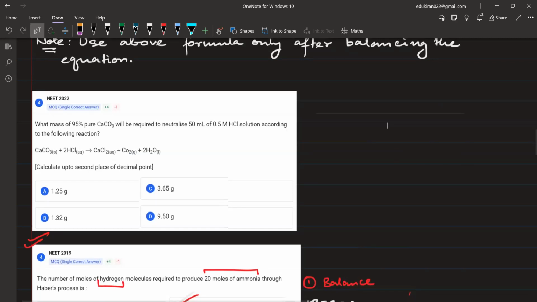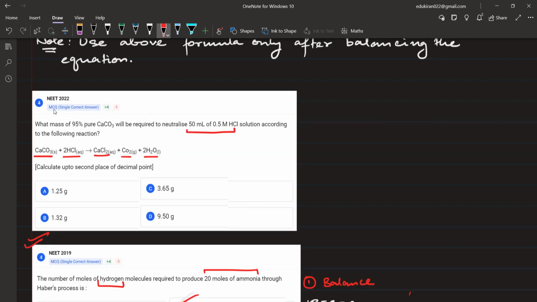What mass of 95% pure calcium carbonate will be required to neutralize 50 ml of 0.5 molar HCl solution according to the following reaction? तो reaction यहाँ पे दिया हुआ है आपको. Okay, the reaction is already given. So you have to just see 50 ml. यहाँ से number of moles निकाल लीजिए इसका.